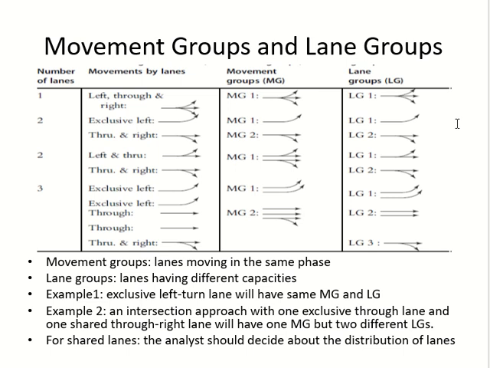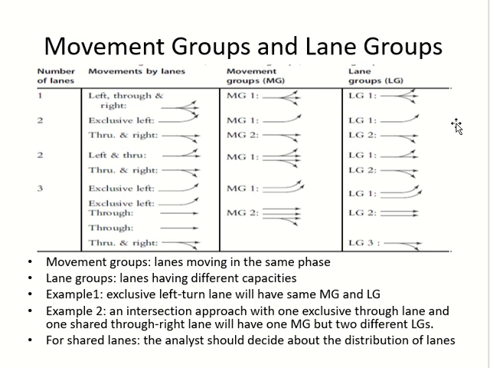This is showing you how we can differentiate between movements, or how we can make movement groups and lane groups. Remember, you have the data, you know how much volume in each direction, and you know how many lanes are there for that direction. Then you see how many movement groups or lane groups you can make. Movement groups are those which move during the same phase. Let me rephrase it: movement groups consist of those lanes which have to move in the same phase.